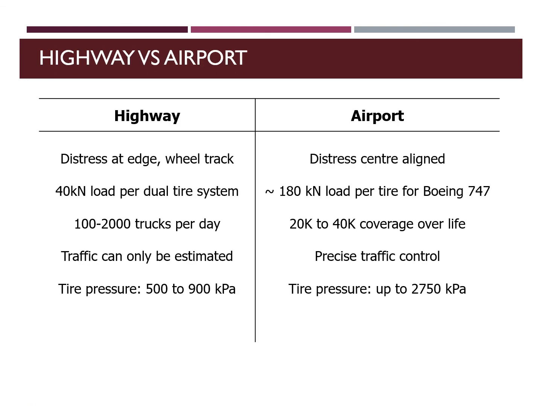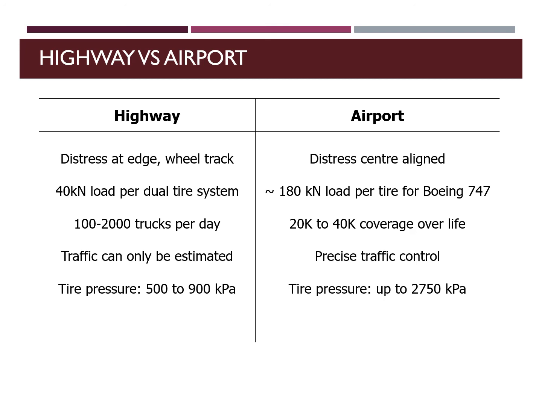This table compares the differences about the pavements in highway and airport. First, for distress. In highway, the distress usually occurs along the wheel paths, so it happens at the edges, while at airport, the distress aligned along the center line. And second, for the traffic load, on highways, usually we will observe 40 kilonewton load per dual tire system, but for airport with the Boeing 747, we will observe 180 kilonewton per tire.